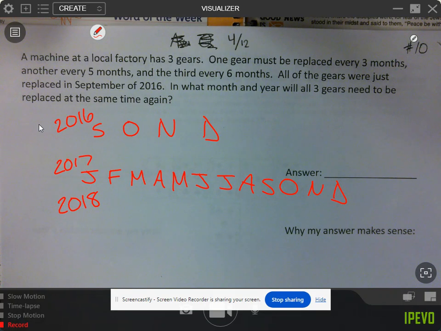What you're going to do is you are going to say, for every 3 months, I'm going to circle it. So we know in September it was replaced. So then 3 months after that would be December. 3 months after that would be March. Then June. Then September. Then December.